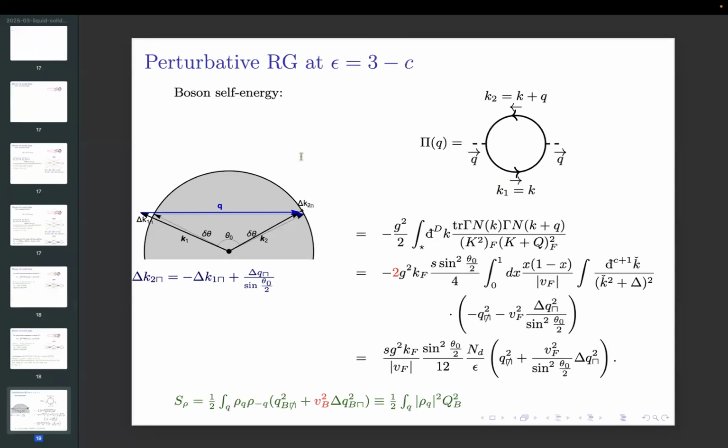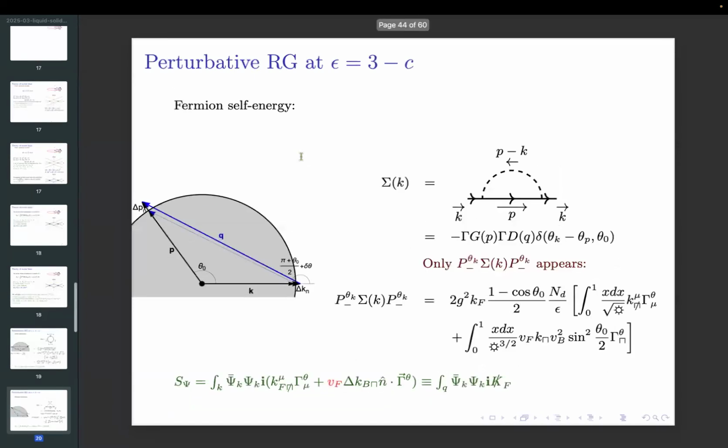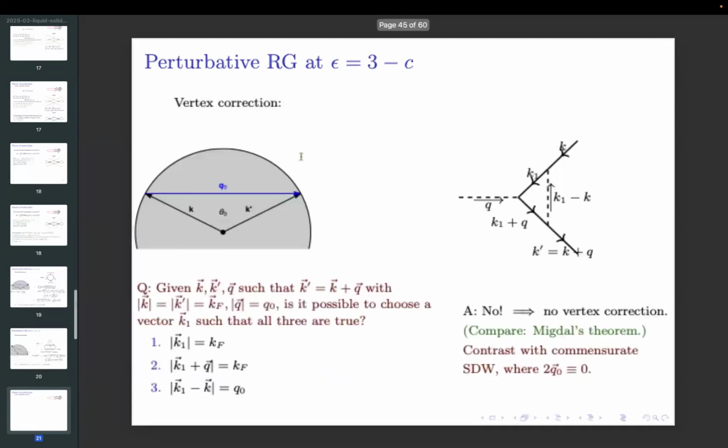Okay, so now in the last 1 minute, I can quickly tell you the structure of the RG calculation. So the boson self-energy, you can see this is the bare kinetic term. You can see that the relative coefficients of these 2 terms gets renormalized. That's why this velocity runs. Similarly, for the fermion self-energy, the relative coefficient of these 2 terms gets renormalized. The fermion velocity runs. The vertex correction is exactly 0 at 1 loop.